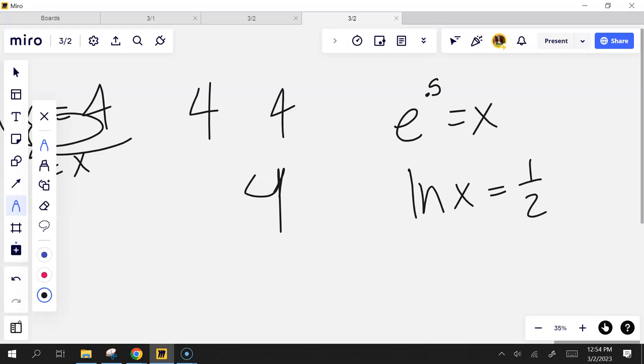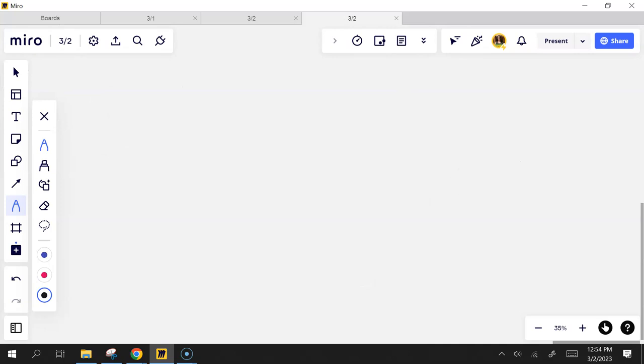Let's see, 64, 4. Oh, and 24. Don't look. All right, so 13, 14, 16, 17, 18, and 24. Those are the ones I see right off that I know you could do without a calculator.